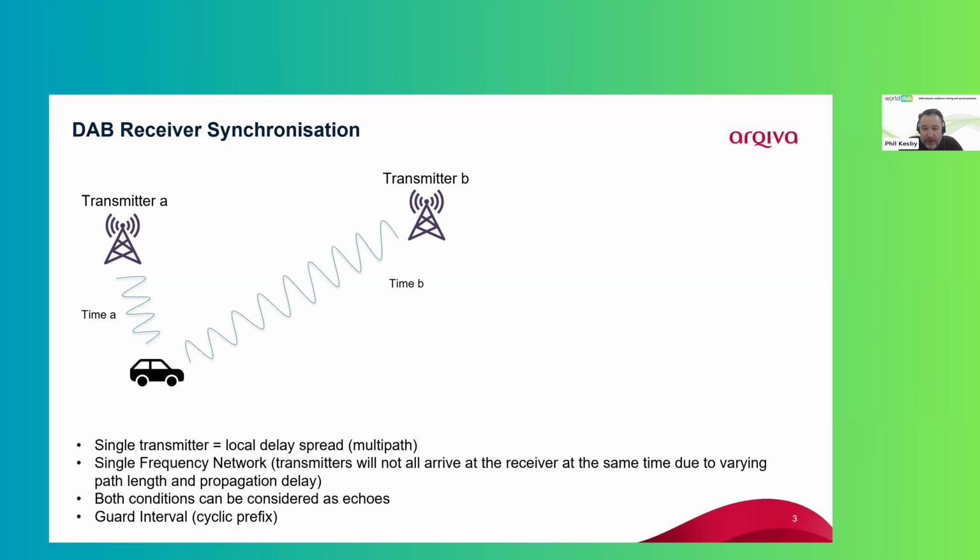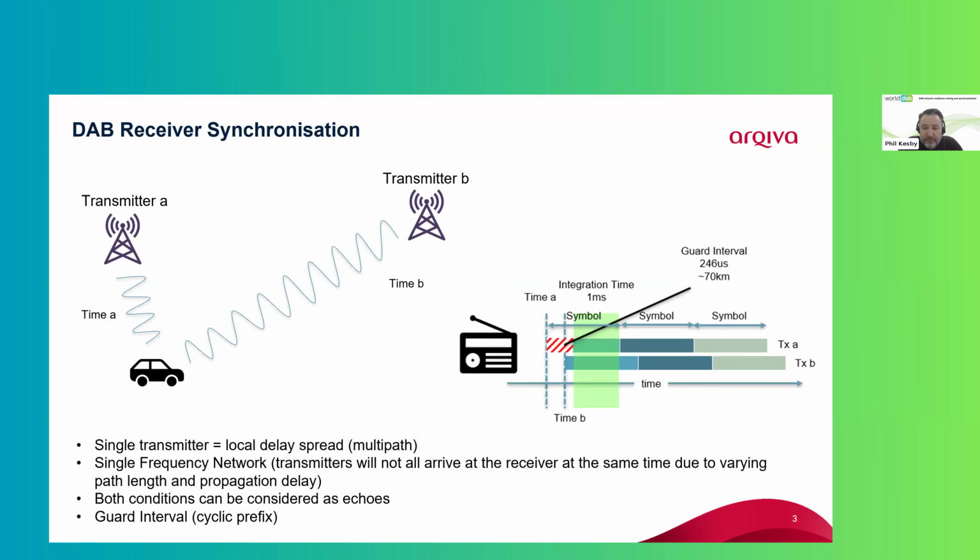Well, if you could press the down arrow again, please, Michelle. Here, what we do is that we extend the active symbol period by a period known as the guard interval, and this allows the receiver to do the 1 millisecond integration time. So that avoids inter-symbol interference. Next slide, please.